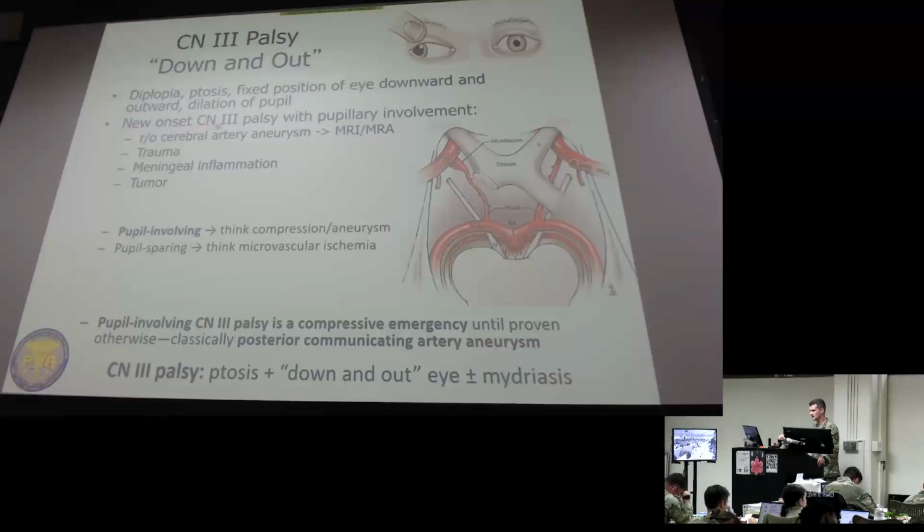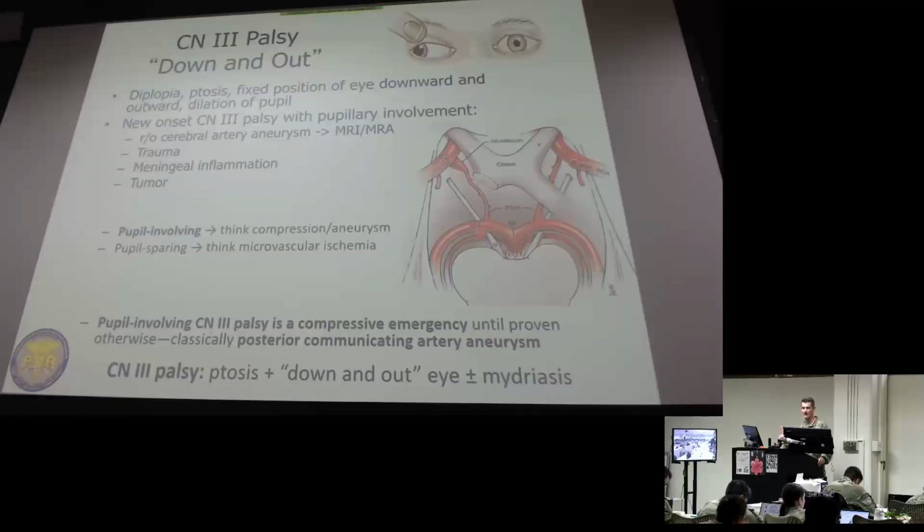If we have a new onset of cranial nerve 3 palsy and pupillary involvement, I have to rule out a cerebral artery aneurysm. The reason being, as that cranial nerve 3 comes out through here, it's actually a very easy pinch point for that posterior communicating artery. We were talking about the circle of Willis. Do you guys remember where that was in the brain? It's a circle. It's down towards the middle.